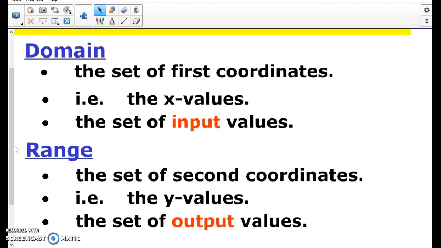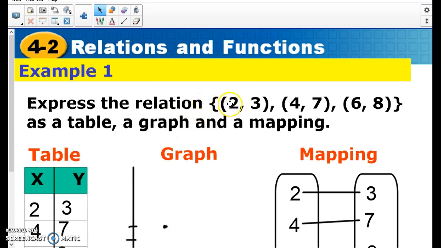So domain is the x's. So when I ask for the domain, that means you're literally just listing the x's. When I ask for the range, it means you are listing the y's. So domain means x, input means x. Any of those words could be x's. I can ask for the domain, the x's, and the input. They all mean the same thing. You are literally just writing down 2, 4, 6.